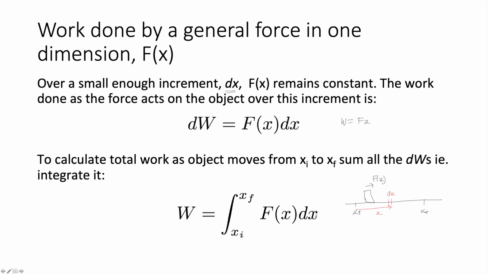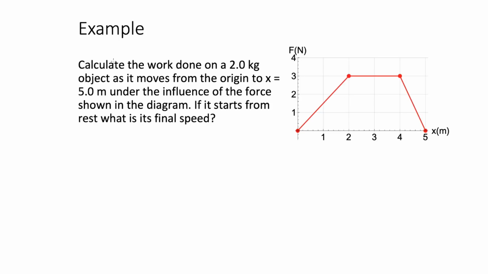How we sum those up is by doing an integral. That's why the integral sign looks a bit like an S, because it's just a sum over very fine increments. So we've got the sum of f of x dx, and then we put the limits on our integral to show where we're starting from, our x initial, and where we're going to, our x final. Solving this integral will give us the total work done as we traverse this path under the influence of this force. So here's an example problem.